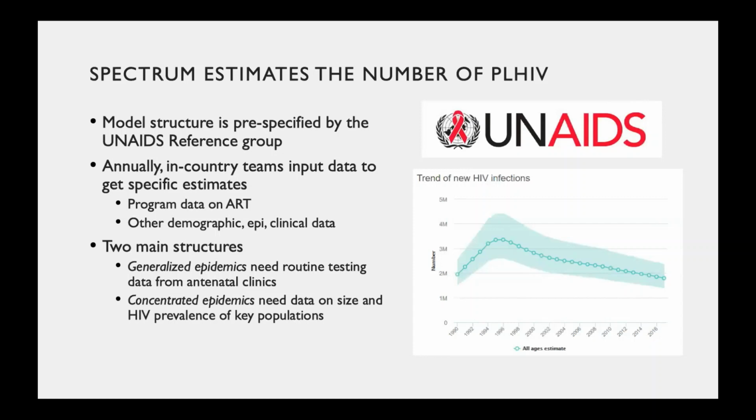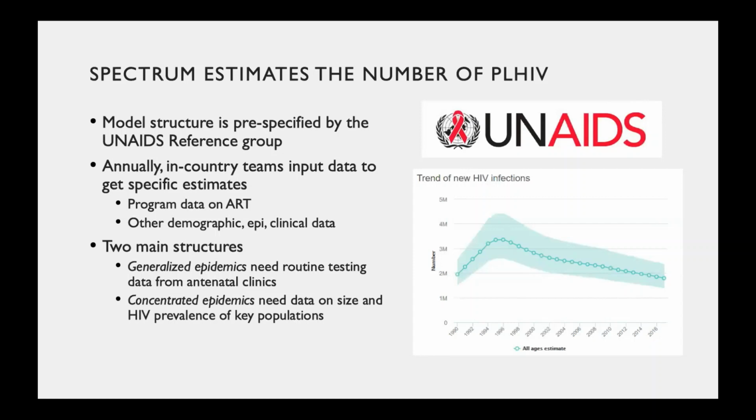So if they do have cross-sectional national sero surveys, then they'll bring those. But what's more important, and brought consistently, are program data on ART, as well as demographic, epidemiological, and clinical data like viral load, to give a sense of, okay, you may have this many people on treatment, but how many of them actually have viral load copies below 1,000?